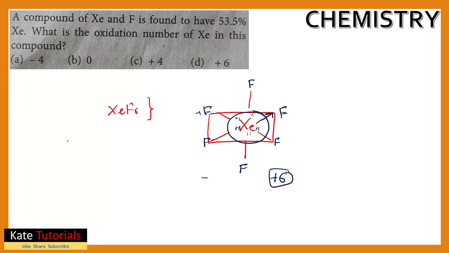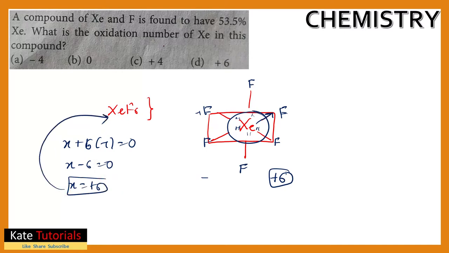Otherwise you can do it like this: x plus 6 times minus 1, overall is 0. So x minus 6 is equal to 0. x is equal to what? Plus 6. Where x is the oxidation state or the oxidation number of xenon, right? So the answer is D. Plus 6 is the oxidation state of xenon.